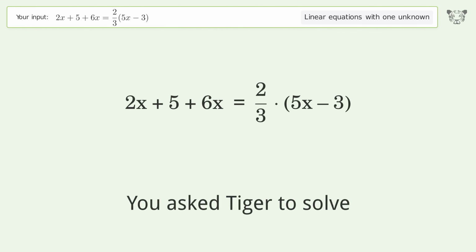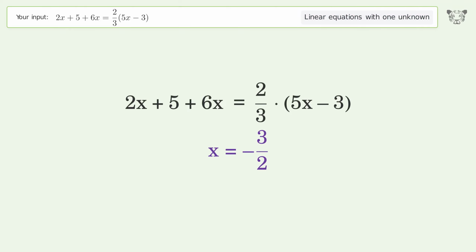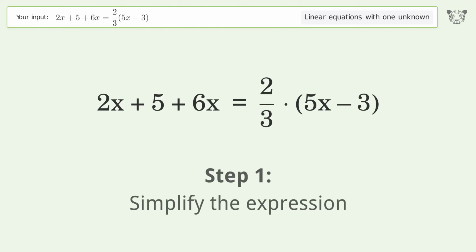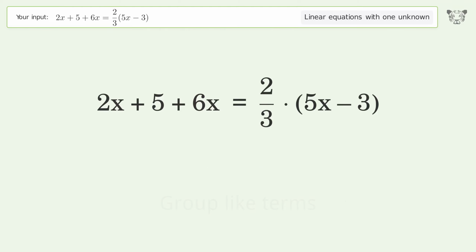You ask Tiger to solve. This deals with linear equations with one unknown. The final result is x equals -3/2. Let's solve it step by step. Simplify the expression. Group like terms.